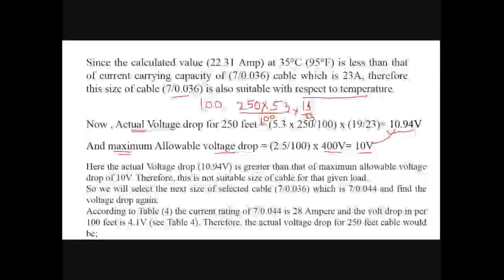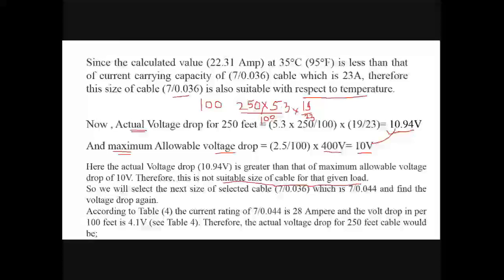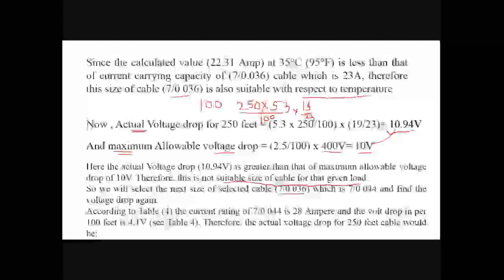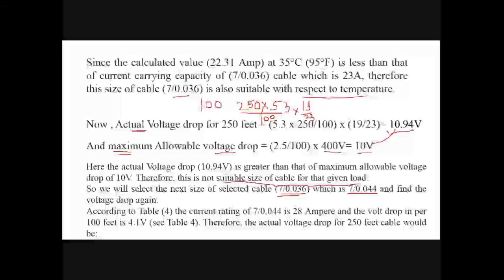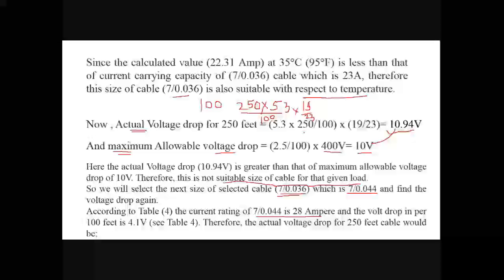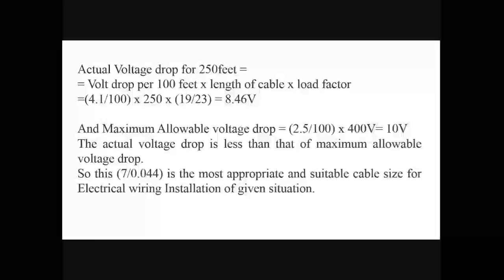Yes, here the actual voltage drop is greater than the maximum allowable voltage drop, therefore it is not a suitable size that we have to mention here. Now what we are going to do, we are going to take the next reading for this value, and that comes as 7 divided by 0.044. Now this corresponds to 28 ampere, and now we have to solve for 28 ampere this value.